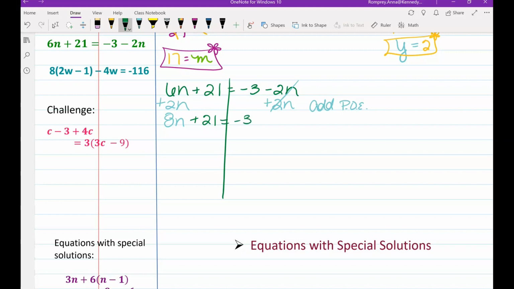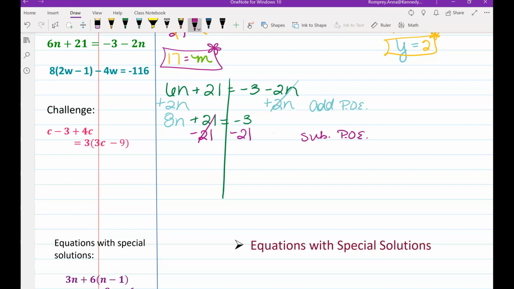All right, now all of my variables are on the left side. Again, if you would have moved the 6n over, you definitely still could have gotten the correct answer. I just like to try and keep my variables positive if I can. All right, so 8n plus 21. So let's go ahead and undo this plus 21. So we'll subtract 21 from both sides by using the subtraction property of equality.